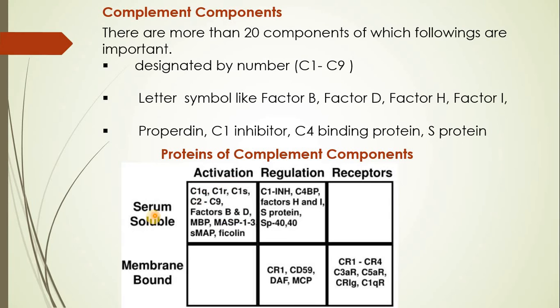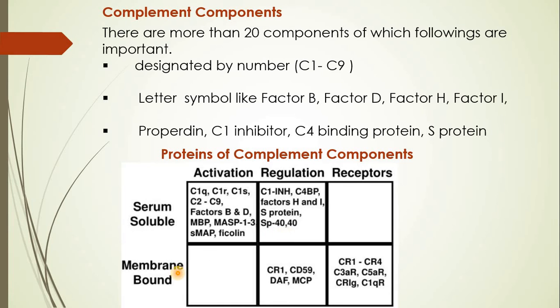So activation proteins in the soluble serum are C1Q, C1R, C1S, C2 to C9, the complement components, factor B, factor D, MBP, MASP and so on. Likewise, the regulation of these soluble serum proteins is done by means of C1INH, C4BP, factor H and I, S proteins and SP40.